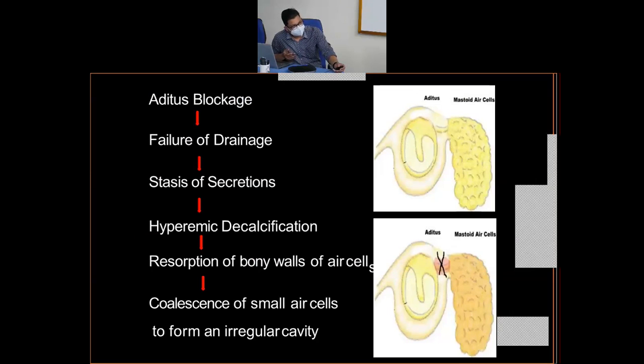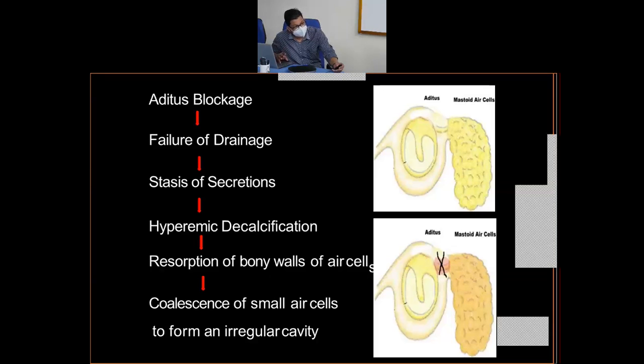So how does mastoiditis occur? The first stage is aditus block. Whenever there is inflammation of the mucoperiosteal layer of the middle ear cleft, due to the inflammation the mastoid aditus will get blocked, and due to this there is a failure of drainage. Whatever discharge is there in the mastoid cavity won't be able to come out through the middle ear. So there will be failure of drainage. Then stasis of secretion will remain in the mastoid cavity.